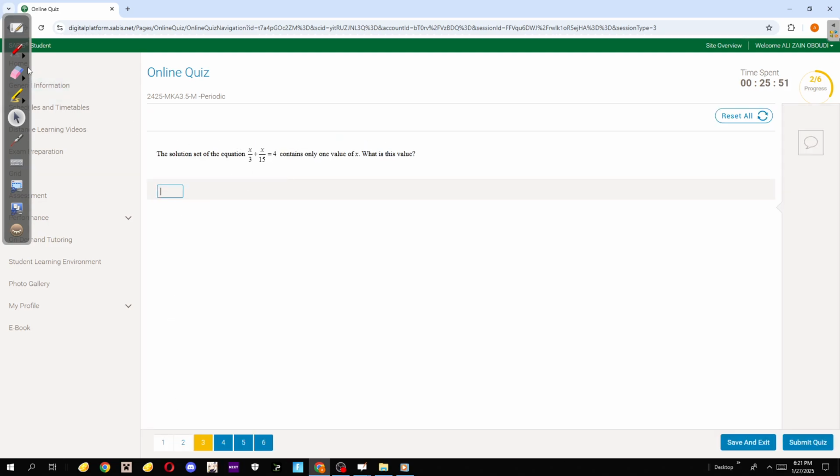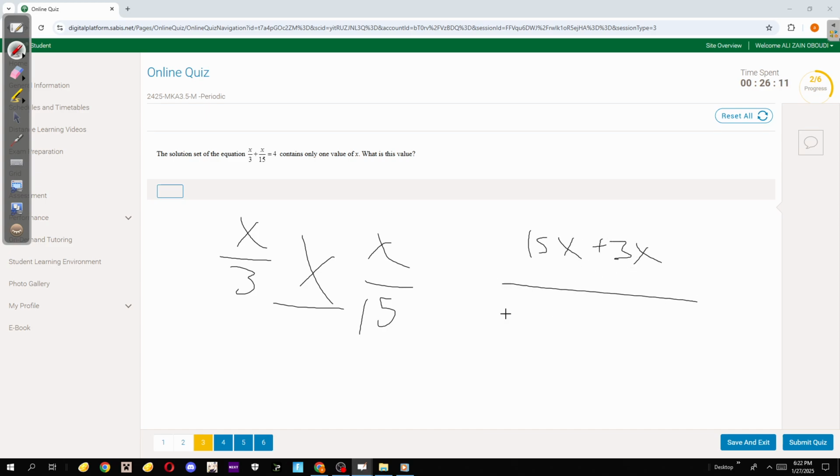For questions like these, you're gonna wanna cross multiply and then multiply the denominators. So when you cross multiply, you're gonna get 15x plus 3x over 45. See, we cross multiply the numbers and we put them as the numerator, then we multiply the denominators and put them here. What we get is 18x over 45.